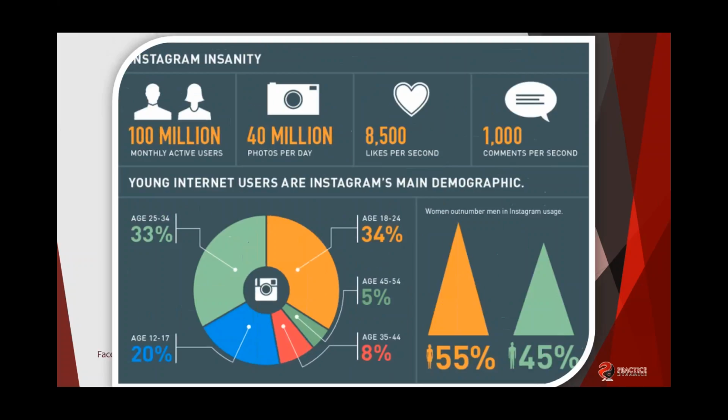Instagram is like YouTube. I mean, the kids are there. They have 100 million active users per month and 40 million photos per day. If you're not familiar with Instagram, it's all about pictures. It's not just text. You have to post a picture with Instagram. And I like this one, 1,000 comments per second. So they're commenting on it.